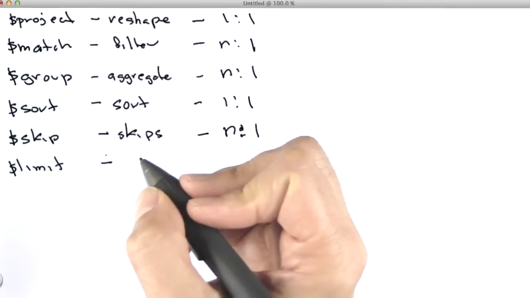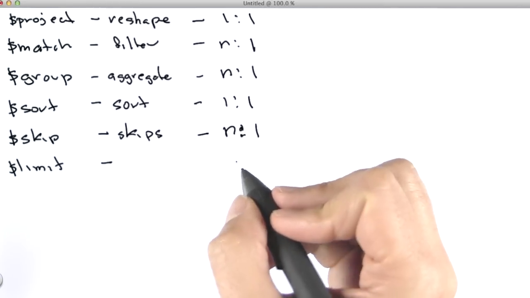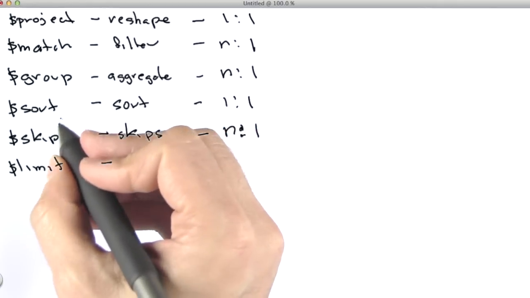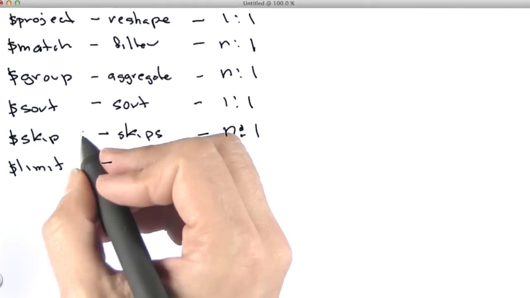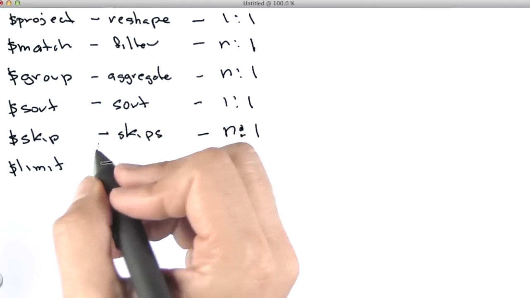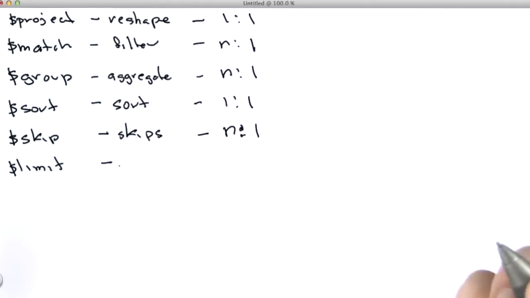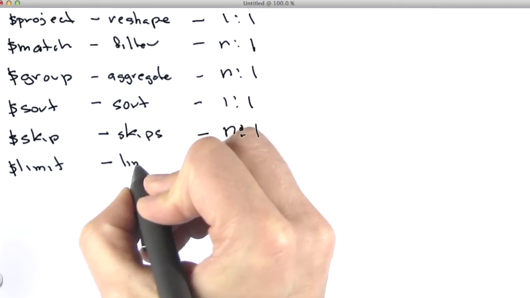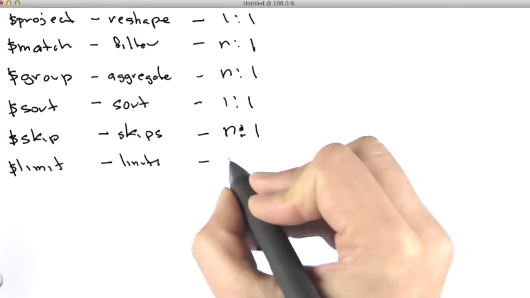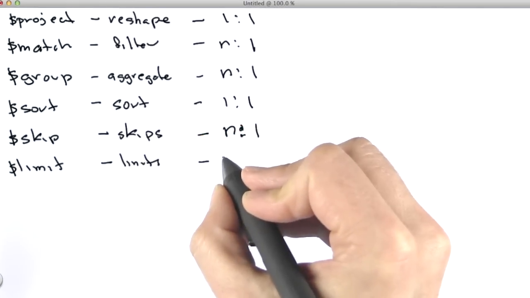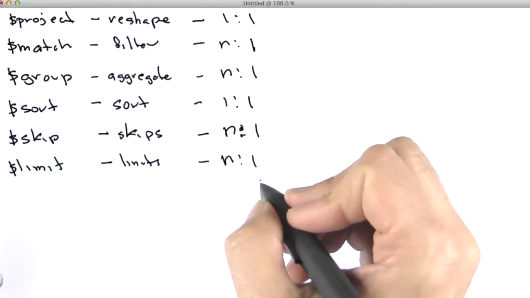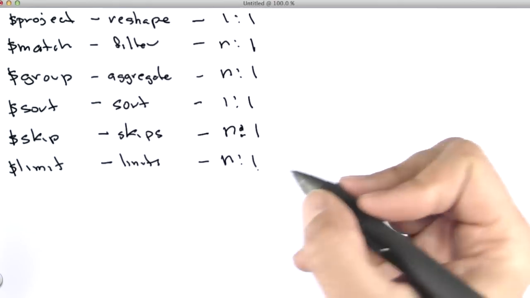You can limit the number of documents that you send through to the next stage, and limit works very naturally with sort and skip. So you might sort by something and then skip the first 100 and then limit yourself to 20, and this limits the number of documents that come out of the stage. And again, this is an n-to-1 transformation where we're going to reduce down the number of documents.